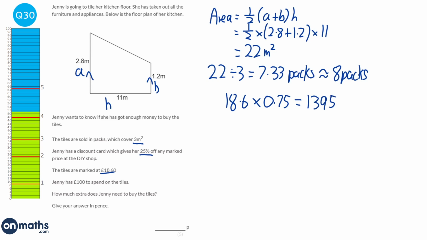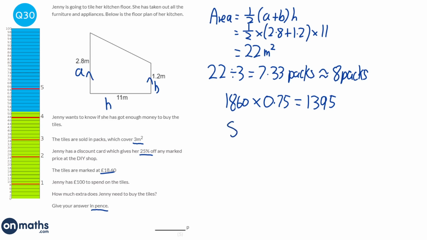Now I've done this in pence and I've kind of muddled it together here, so really let's just go back. So that would be 1,860 times 0.75, and so each pack will cost 1,395, and the reason we're doing this in pence is the answer needs to be given in pence. So I might as well just make that conversion now.